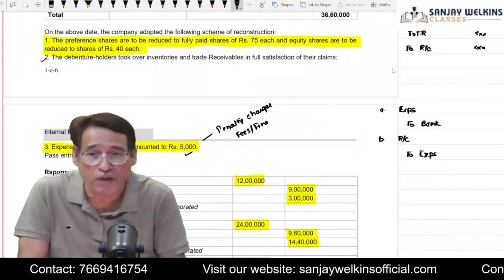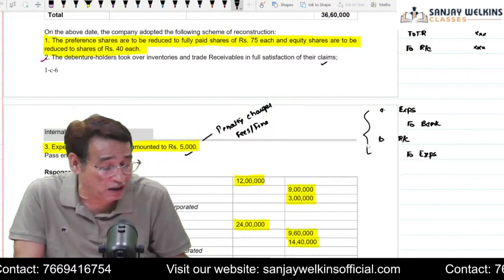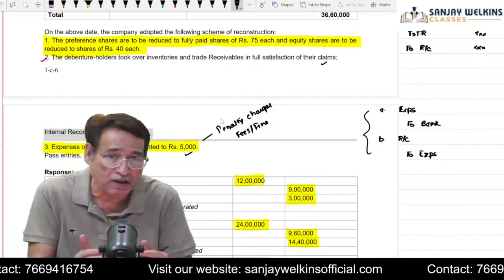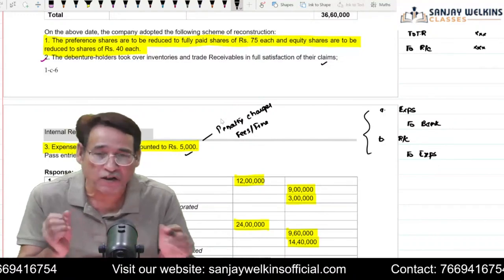So this was the basic purpose to acquaint you with this particular transaction. I hope so. Now, in case if you face a transaction like this, reconstruction expenses paid, penalty charges paid, fees and fines paid.